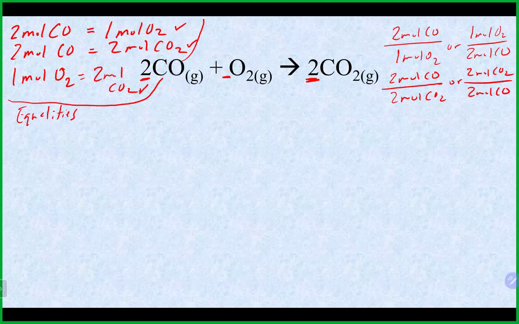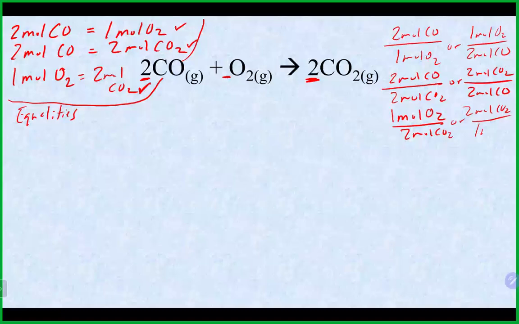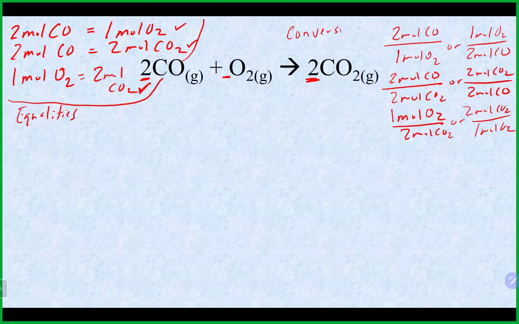And lastly, for this last equality here, we could also write 2 conversion factors. 1 mole of O2 gives us 2 moles of CO2, or 2 moles of CO2 gives us 1 mole of O2. So from this one equation, we basically have available to us 6 different conversion factors that we could use in a stoichiometry problem. And really, that is pretty much what stoichiometry is. It's really just a conversion factor. And instead of looking up the conversion factor like in a table or something like that, you just get it from the actual equation.